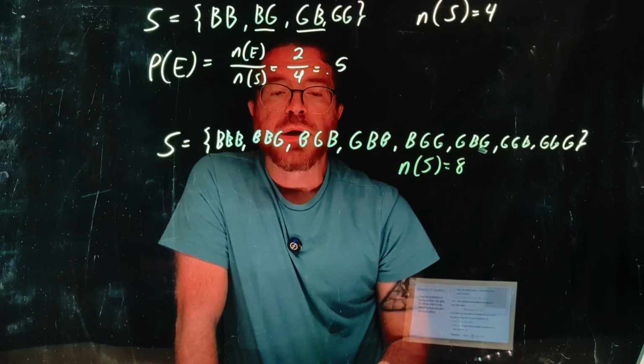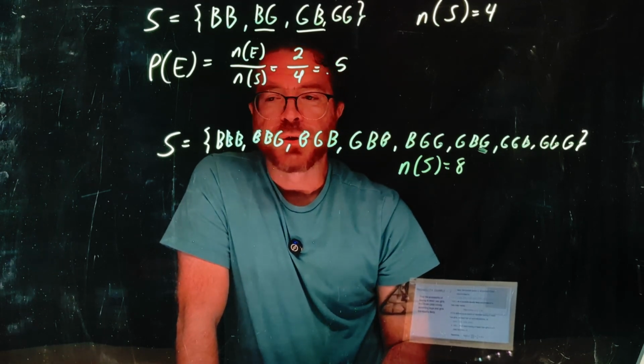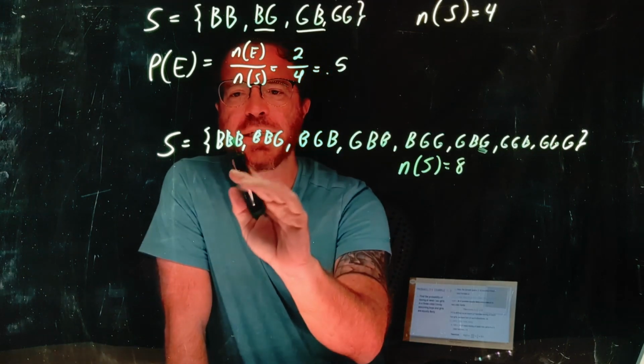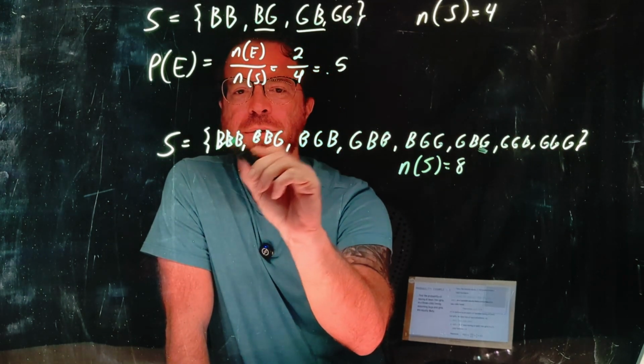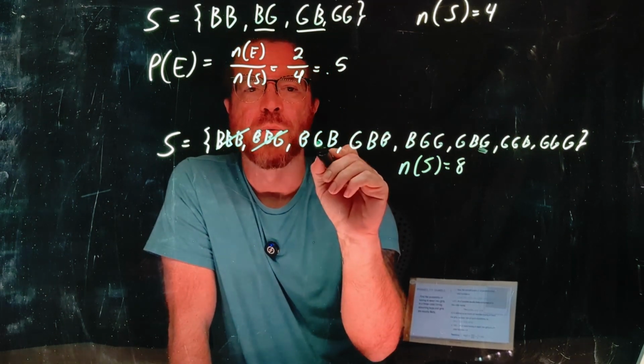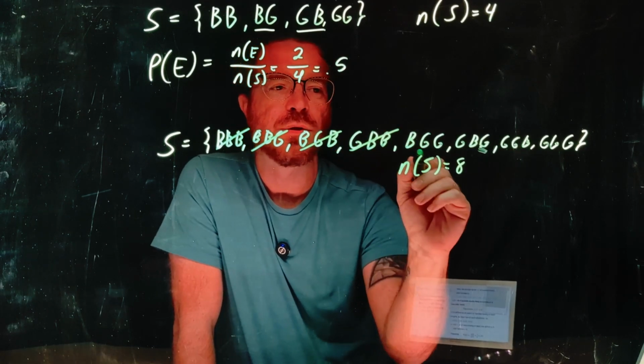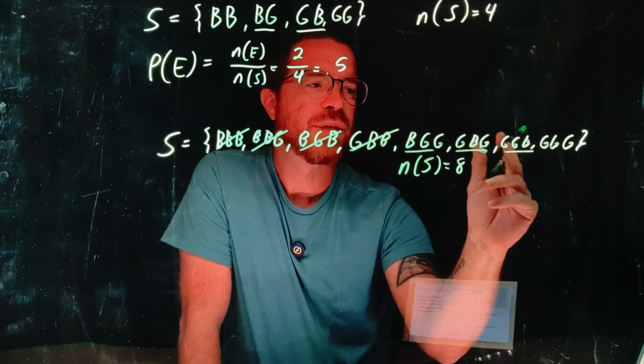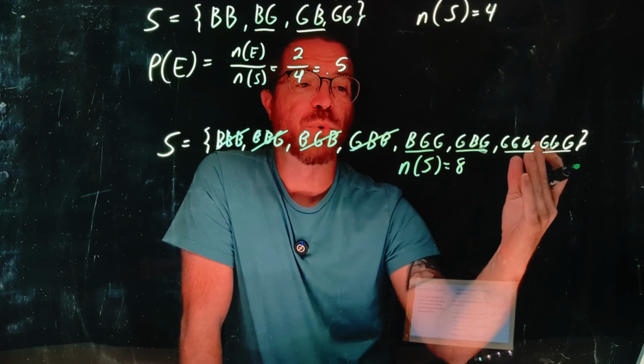Now we need to figure out at least 2 girls. Because it says at least, that means 2 or more girls. So in this case, 1, 2, 3, we have no girls. This one we only have one girl, one girl, one girl. 2 girls, that one counts, 2 girls, that one counts, 2 girls, that one counts, and 3 girls, which is more than 2.